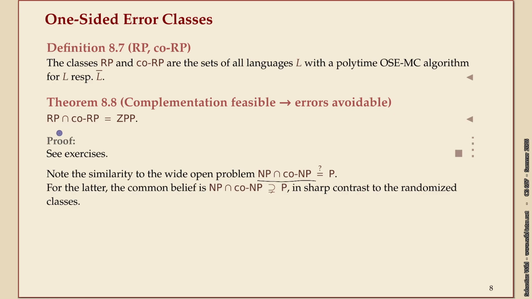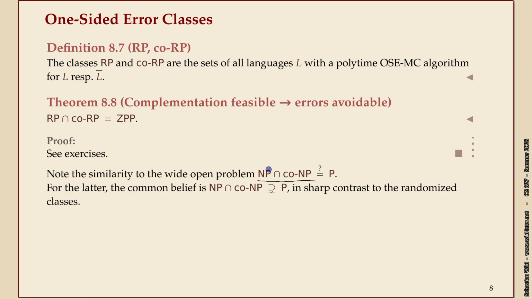Now, as you'll show in the exercises, if you take a language that has a one-sided error Monte Carlo algorithm of both kinds, one-sided error for L and L complement, you can turn that into one that is Las Vegas, and vice versa is easy. So in a sense, although superficially RP and co-RP feel a bit like NP and co-NP, they're really quite different.